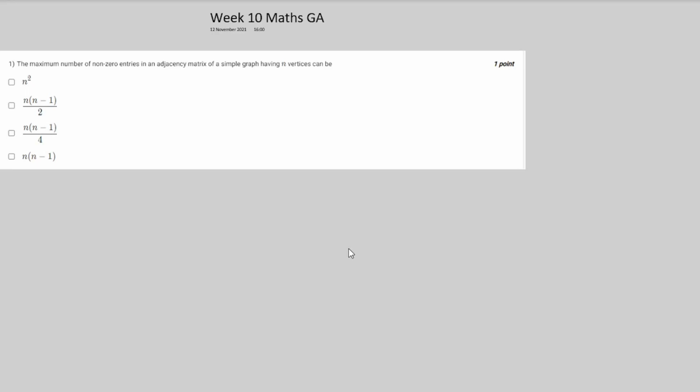So most of the content for this particular week is from DSA, data structure and algorithm, but IITM is teaching us in the math section. So whatever, let us start with the first question, that is the maximum number of non-zero entries in an adjacency matrix of a simple graph having n vertices.